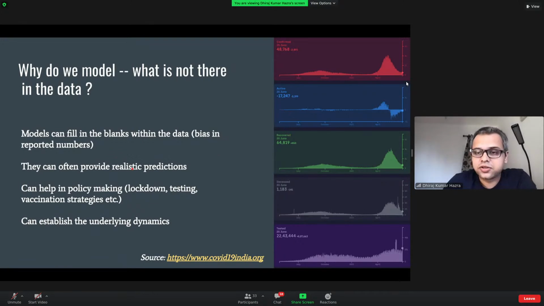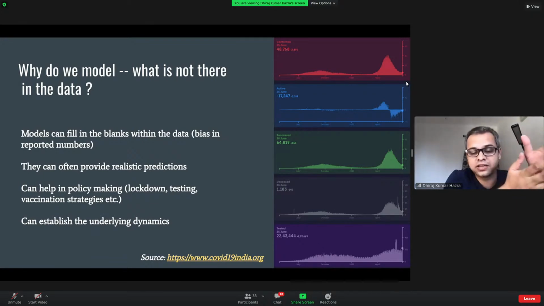Secondly, the data cannot extrapolate beyond the ranges, right? So you need a model to do some realistic projections, and often a model can do that. Models can also help in making policies. We can provide suggestions for policymakers.